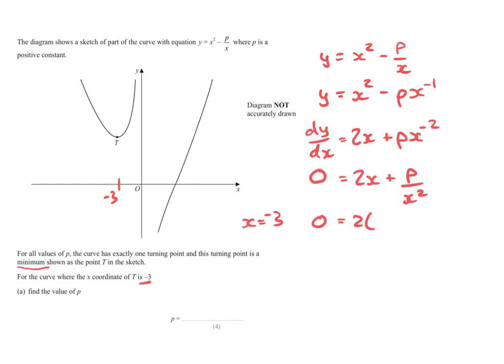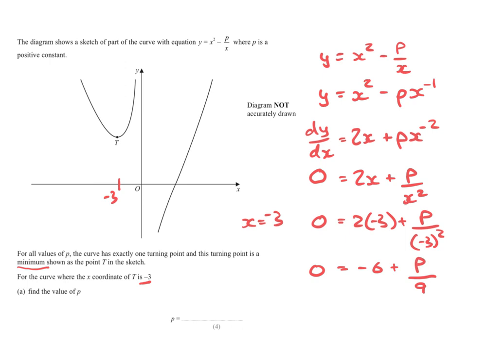0 equals 2 multiplied by minus 3 plus p over minus 3 squared. Let's tidy this up. 2 times minus 3 is minus 6. Plus p over minus 3 squared. It's the minus 3 that is squared, not the 3. Minus 3 times minus 3 is 9. So that's p over 9. I have one equation now here with one unknown, which is p, and p is what I'm trying to find. So I can easily solve this now.